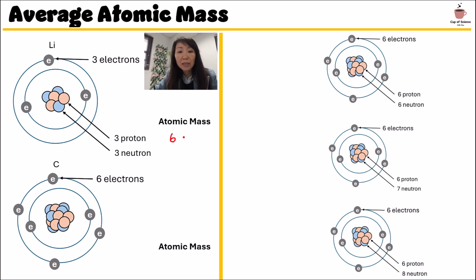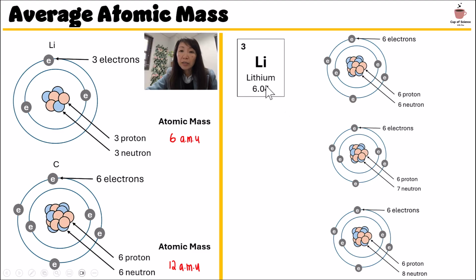And the unit is AMU, atomic mass unit. What about for carbon? So carbon has 6 protons and 6 neutrons. And so that added together, that will be 12 atomic mass unit.